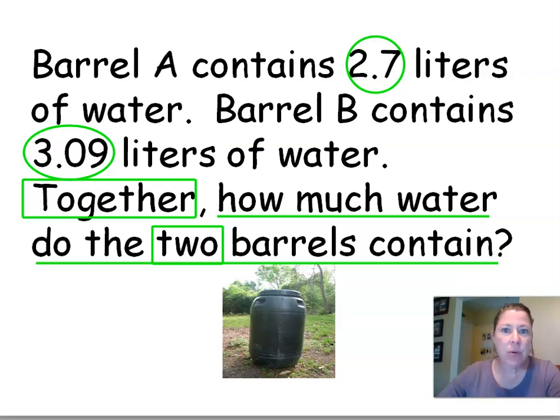So there's some important words here. Together. Okay, we're going to be putting the liters or the barrels together. So think about what operation you're going to be using for that. And I have a feeling some of you are already solving it right now as I'm still talking. So let's move to our whiteboard and solve this together.